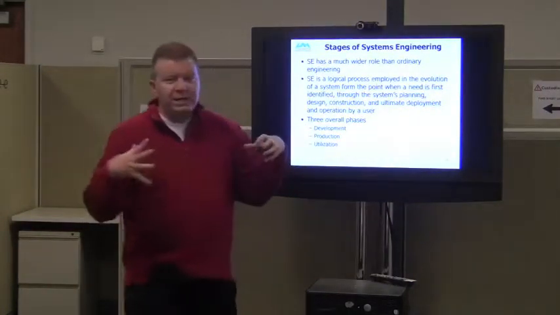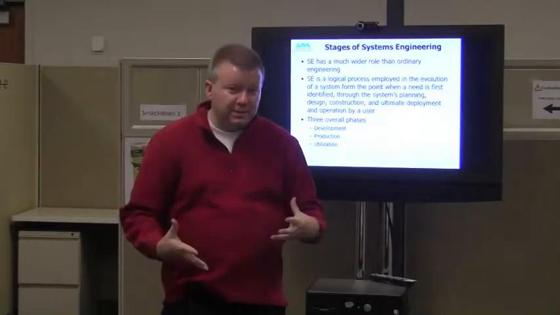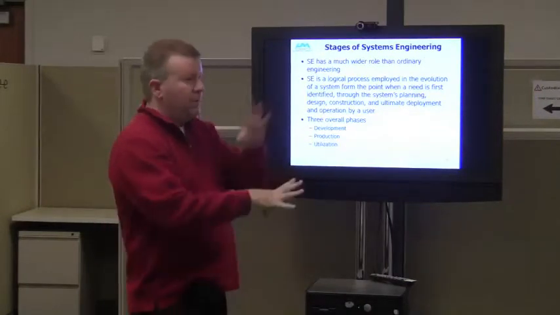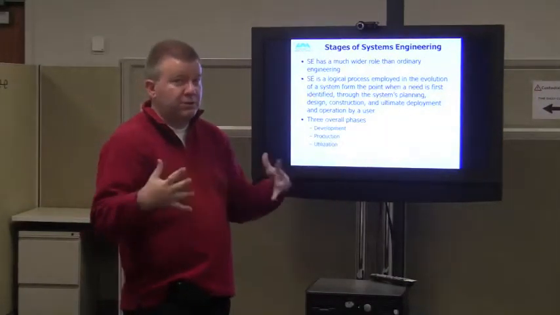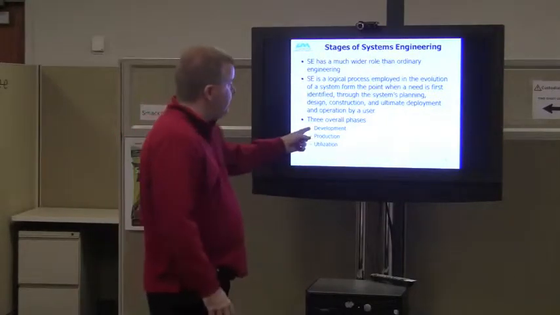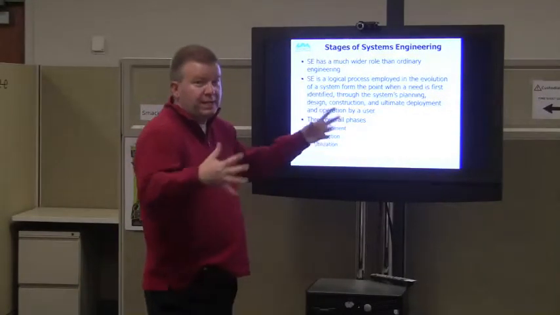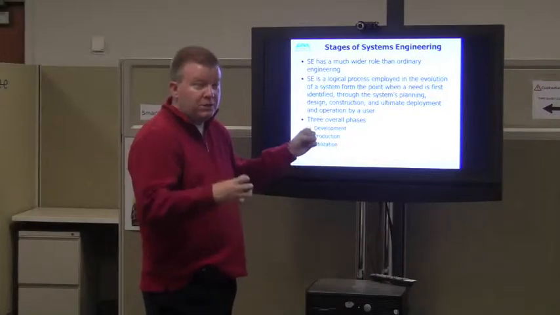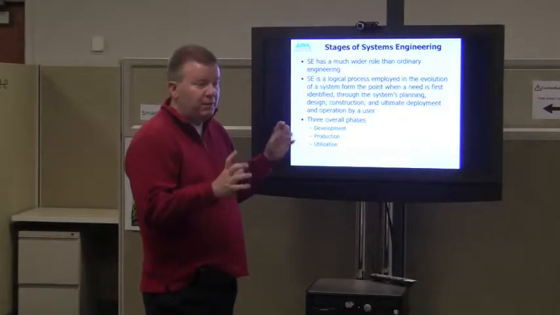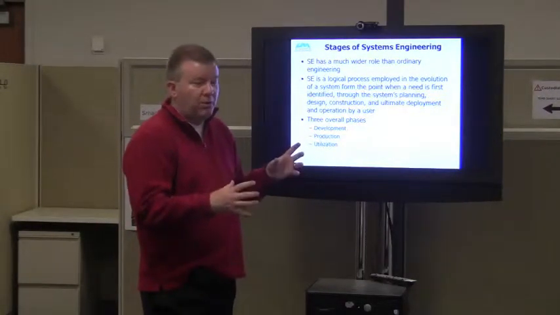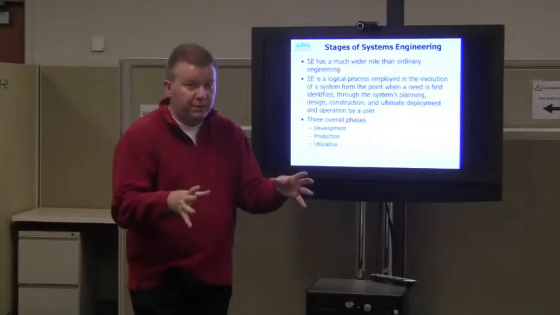There are kind of 3 lumped together overall phases of system engineering. You can put them in all kinds of buckets and call them different things, but there's 3 kind of overall areas. There's development. So we created the system, right? We started out with a user's need, or customer's need. We went all the way to, ta-da, here it is, right?